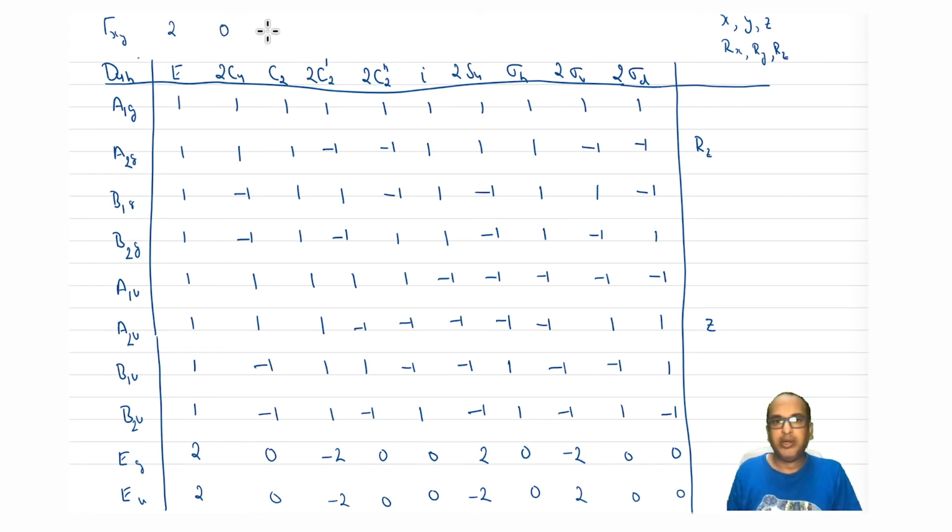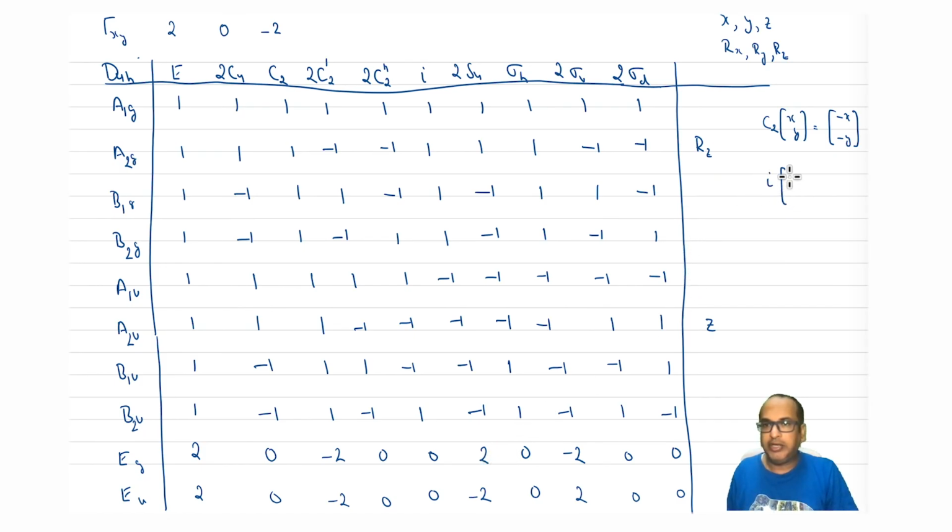Now for C2, let's say if I do a C2 operation here, C2 on XY, X goes to minus X, Y goes to minus Y, right? So that means both of them are giving minus 1, minus 1. So this will be minus 2 over here. So that still does not differentiate between Eg and Eu, because so far we have seen 2, 0, minus 2, 2, 0, minus 2, and then here also it is 2, 0, minus 2. Actually, we should directly see for I, because I and sigma h are the only ones which are differentiating between the two. So let us see the character under I.